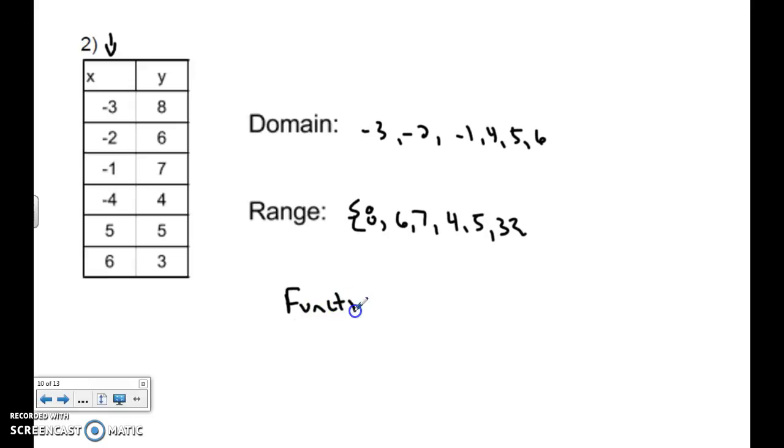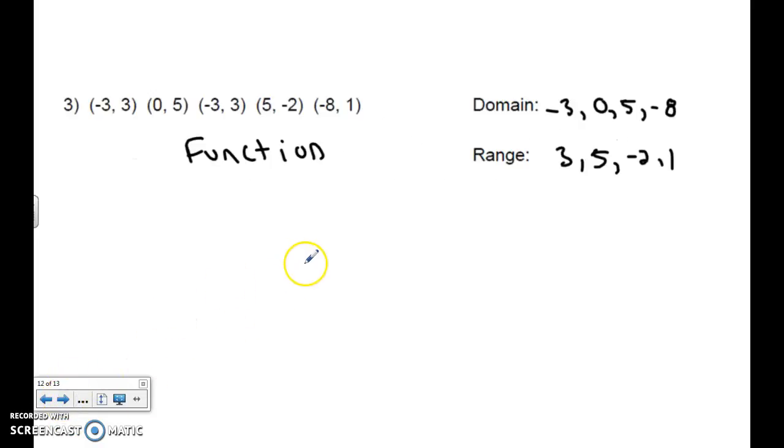I'm going to ask you guys to pause the video for a second and then try the next couple for me, and then I'll show you the answers. Okay. For number 3, I got that to be a function because each x had one y. This -3 had one y of 3 both times. So I got the domain to be -3, 0, 5, and the range -8, 3, 5, -2, and 1, all the y values.